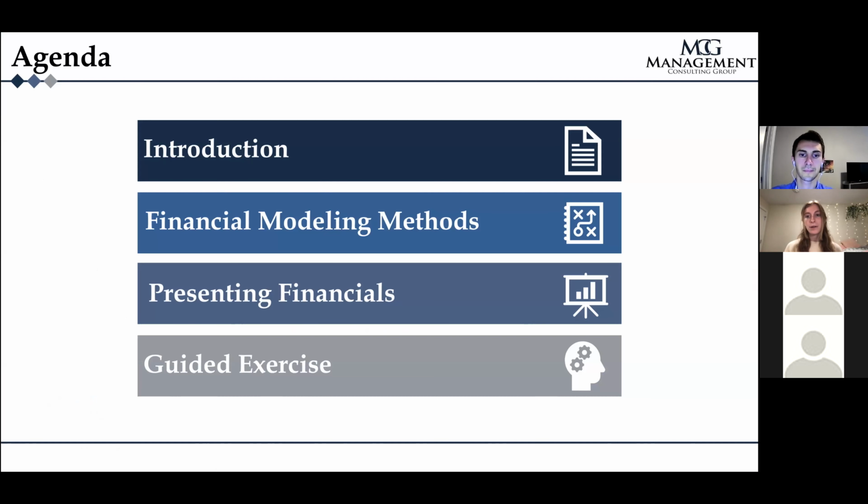So we're going to start with a quick introduction, and then we're going to go over different methods for financial modeling. Then we're going to teach you how to actually present your financials, and we're going to finish up with a quick guided exercise.